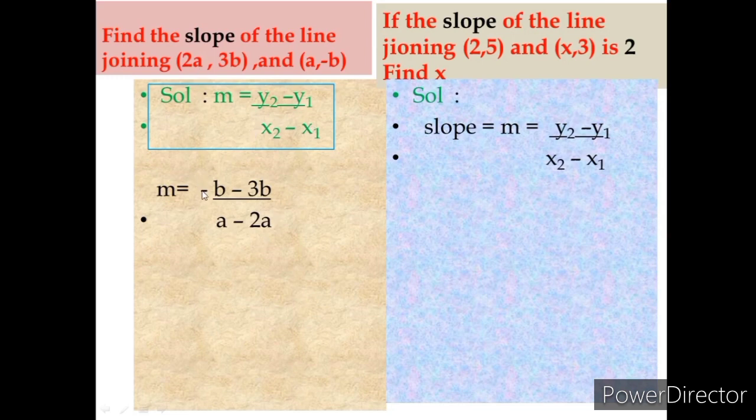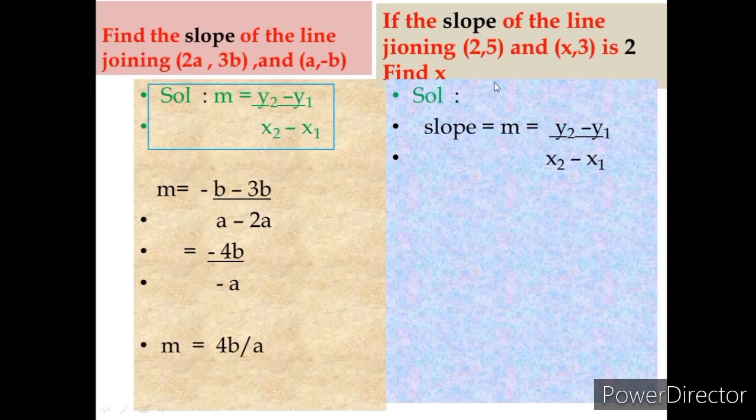Now this is minus b minus 3b. It becomes, can you calculate? Yes, minus 4b. And a minus 2a gives minus a. Therefore this minus and this minus cancel. Can you imagine the answer? Yes, m is equal to 4b by a.